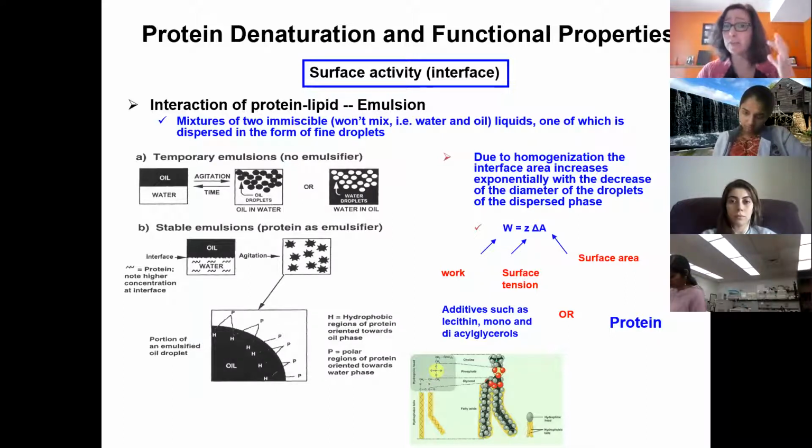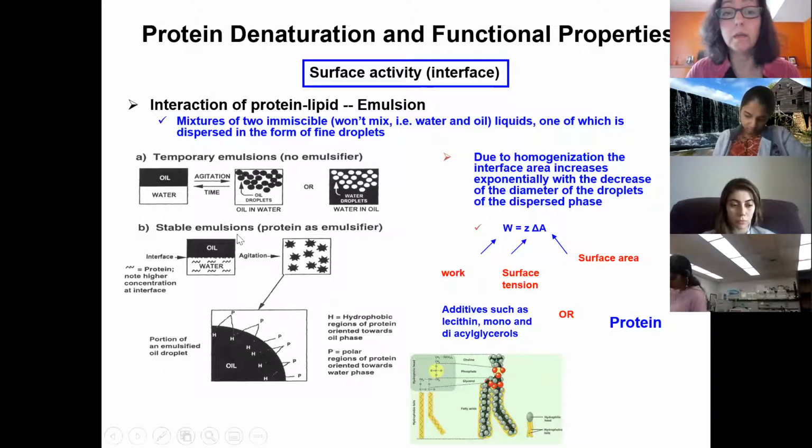Okay, so here's just the relationship between the work and the surface tension. So the higher the surface tension between the two phases, the more work you want. And the more work you do, the higher the change. Delta A is change in surface area. The more work, the more homogenization we put in, force we put in, the smaller the droplets are going to be, and that means the higher the surface area. Okay, and with the smaller droplets, we get more stability, and we'll talk about that in a minute here.